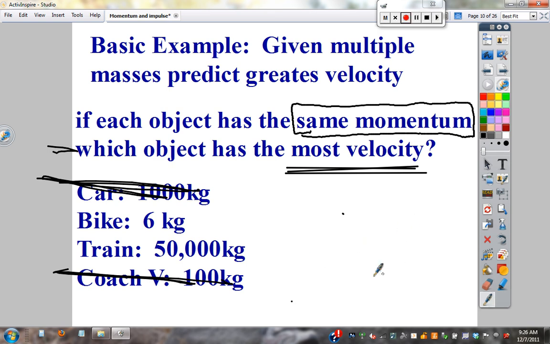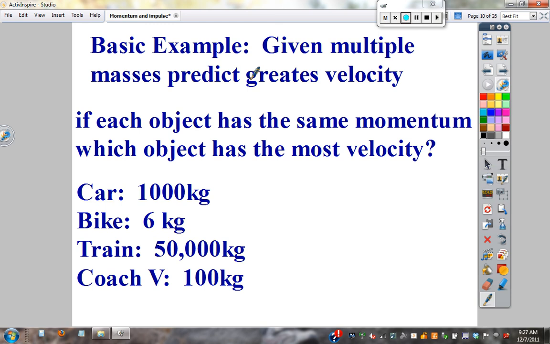And let's say the bike, 100,000 equals 6 times velocity. So now you divide by 6. As you can see, this is going to be a gigantic number, and basically, in order for a bike to have the same momentum as a train, this bike needs to be going very, very fast, or the train needs to be going slow. So that'll be another type of basic question. Given multiple masses, predict the greatest velocity.